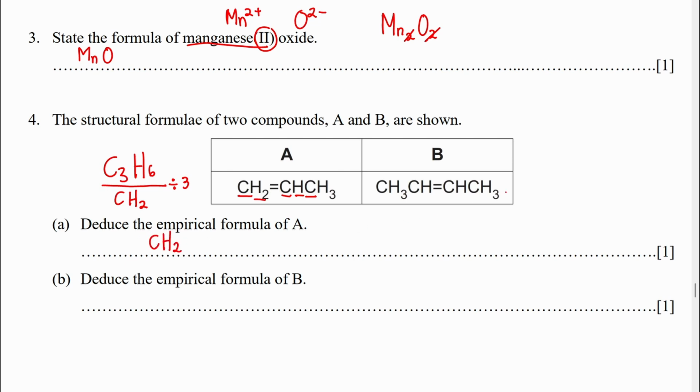Next, for compound B, how many C do we have in here? 1, 2, 3, 4. So C4. How many H? 3, 4, 5 plus 3, 8. And then all of them can still be divided by 4. Then you will get CH2 as well. So the answer here is also CH2.